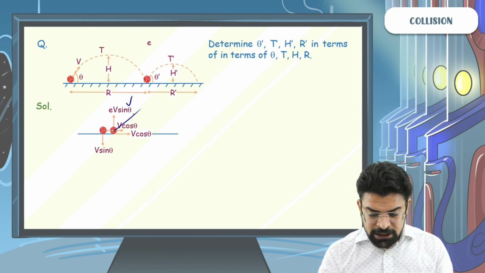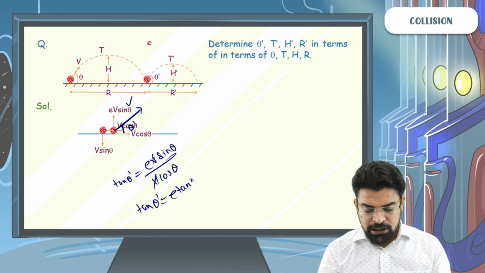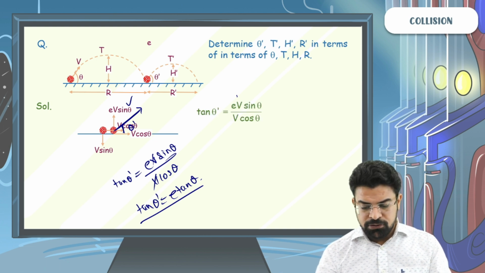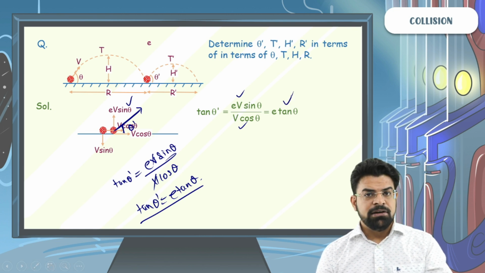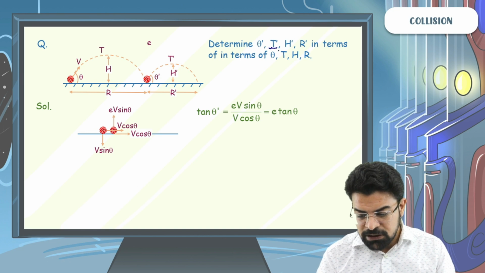So you can say the net velocity, if it makes some angle theta dash, then tan theta dash equals e v sin theta by v cos theta. Cancelling out v and v, you write tan theta dash equals e tan theta. Simple thing. Now the next thing we need to find is time of flight.